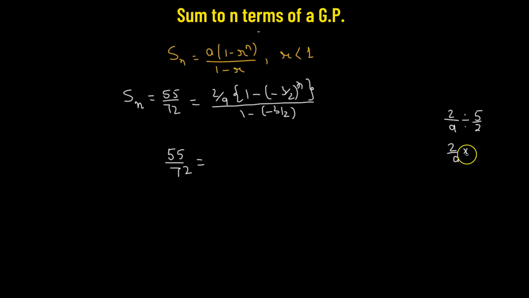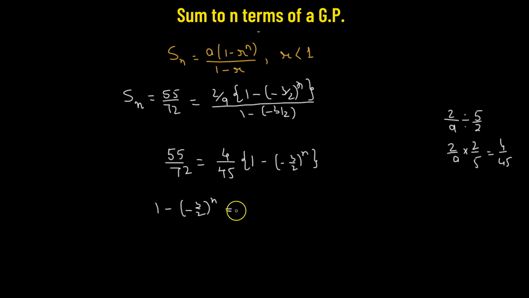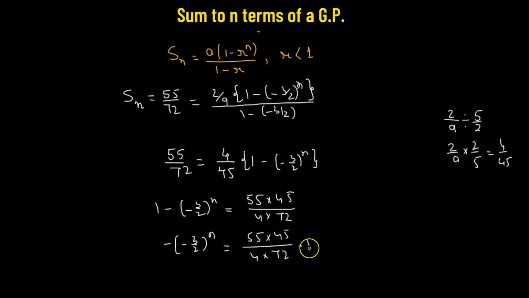That means we have 2 over 9 multiplied by 2 divided by 5, which gives us a value 4 over 45. So we have 4 divided by 45 multiplied by 1 minus -3 over 2 whole raised to the power of n. Further simplification is going to give us 1 minus -3 over 2 whole raised to the power of n equals 55 multiplied by 45 divided by 4 times 72. So we have -3 over 2 whole raised to the power of n equals 55 times 45 divided by 4 times 72 minus 1.